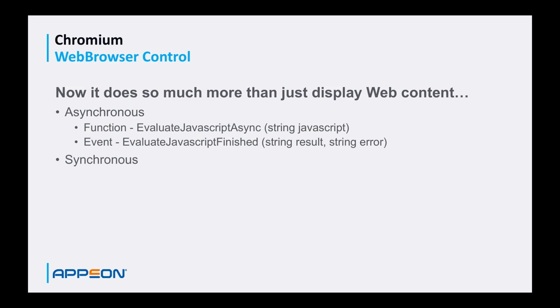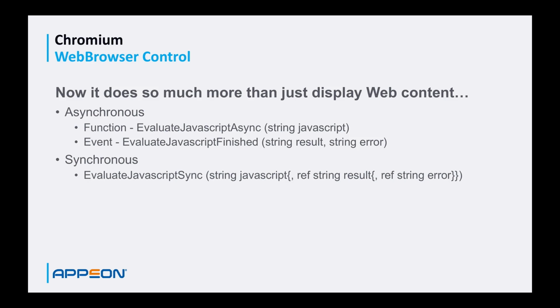Now, there's also the option to execute JavaScript synchronously. For that, all we provide is a function. There's no need for an event since it's being executed synchronously. And so you have the one function where you'd be passing in your JavaScript, getting the result set back in JSON format, as well as a string for the error message if there is one.